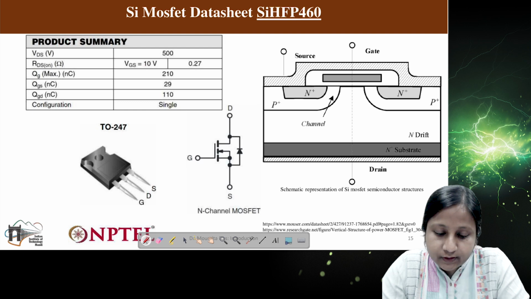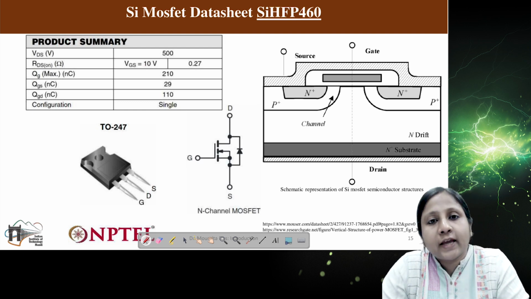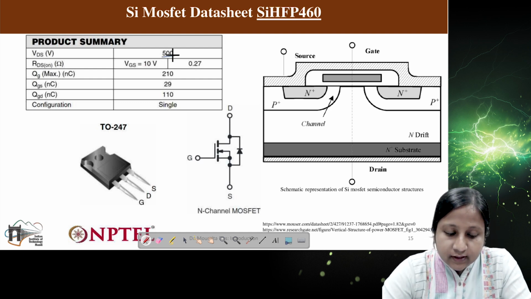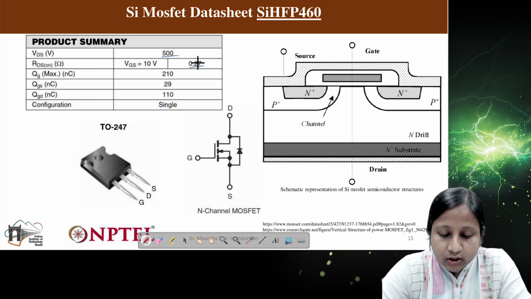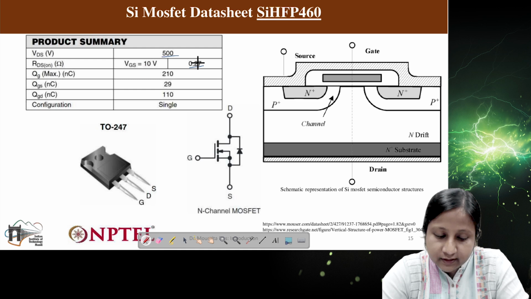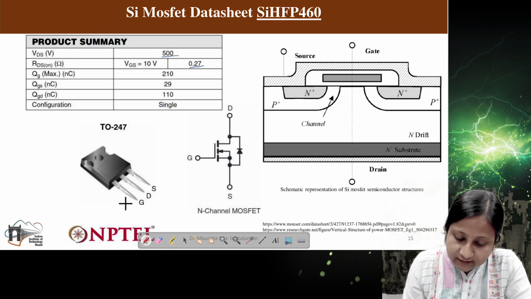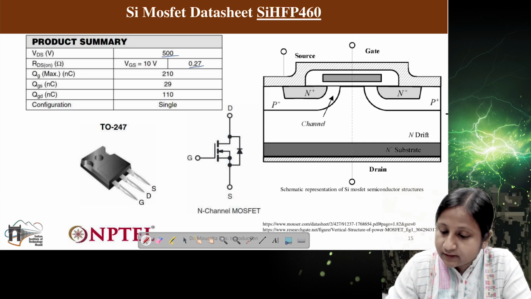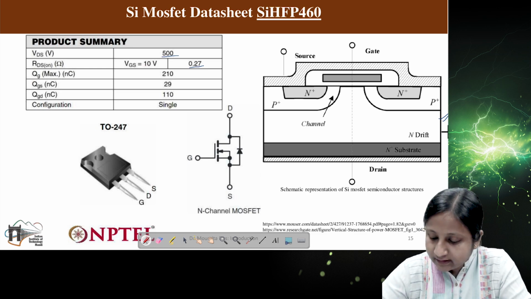the silicon MOSFET. So the silicon MOSFET, the voltage level is slightly lower than that of the GaN and silicon carbide, which is 500 volts. Here the RDS on is 0.27. So you can see here this is much higher than that of the silicon carbide device. And the structure of this silicon device, you can see here gate, drain and source, and this is basically schematic representation of the silicon MOSFET, which is similar to that of the silicon carbide.